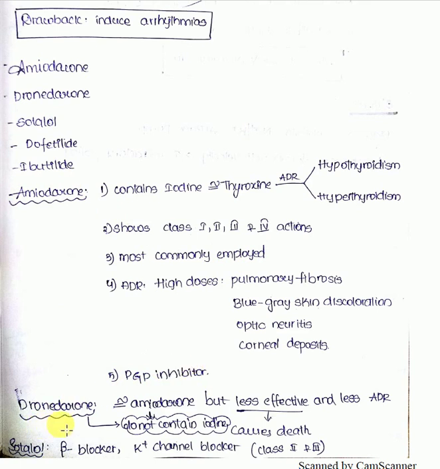And dronedarone. Dronedarone is employed next to amiodarone because dronedarone is similar to amiodarone but it lacks iodine, whereas amiodarone contains iodine. So the adverse effects of dronedarone do not include hypothyroidism and hyperthyroidism. Dronedarone is less effective because it causes death. Though dronedarone shows fewer adverse effects compared to amiodarone, as it is causing death, dronedarone is not commonly employed.